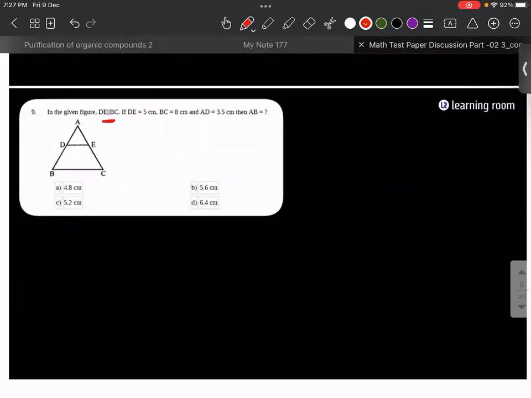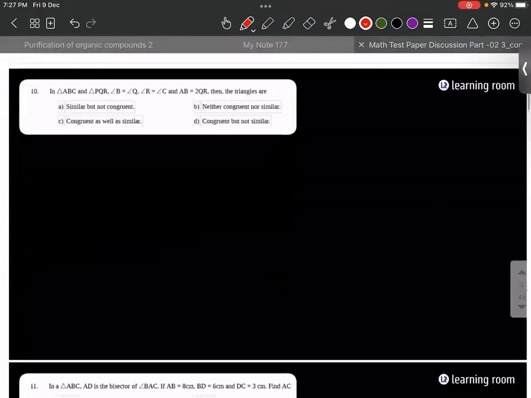So DE is parallel to BC. DE is equal to 5 centimeters, BC is 8, AD is 3.5. Then AB is equal to how much? 5.6. I'm not calculating. 5.6. Okay, so you know how to do it, no? Using Thales theorem, yes, sir.